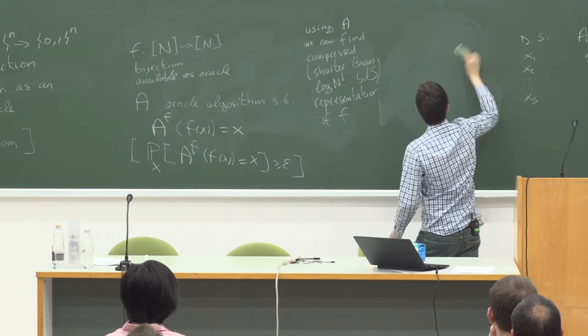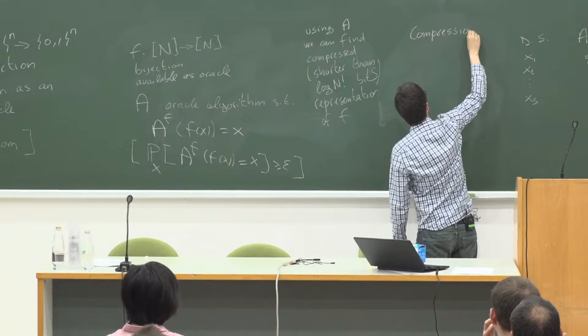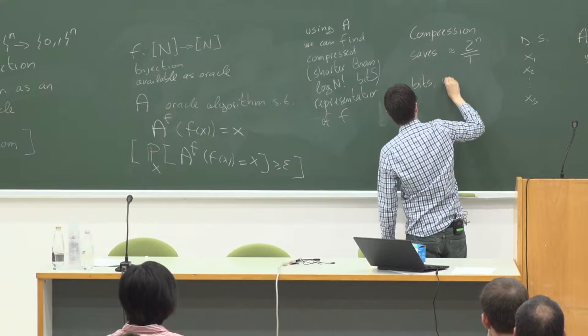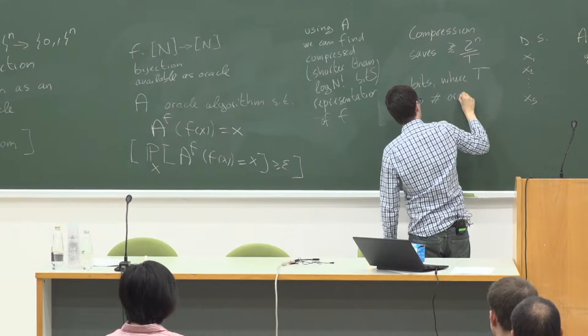So to prove this tightness, we would like to say that the compression saves about 2^n/T bits, where T is essentially the time complexity of A.